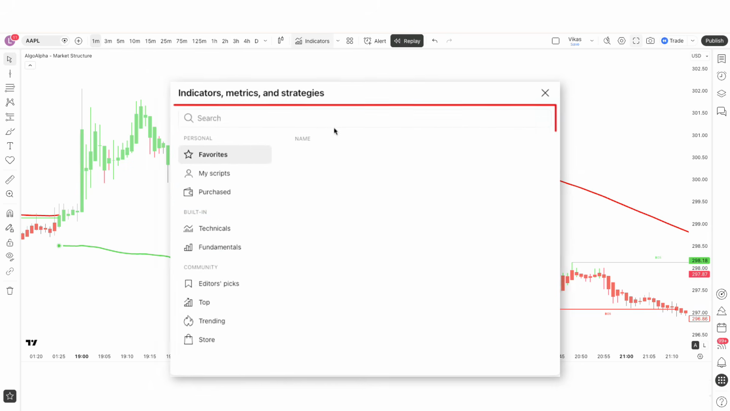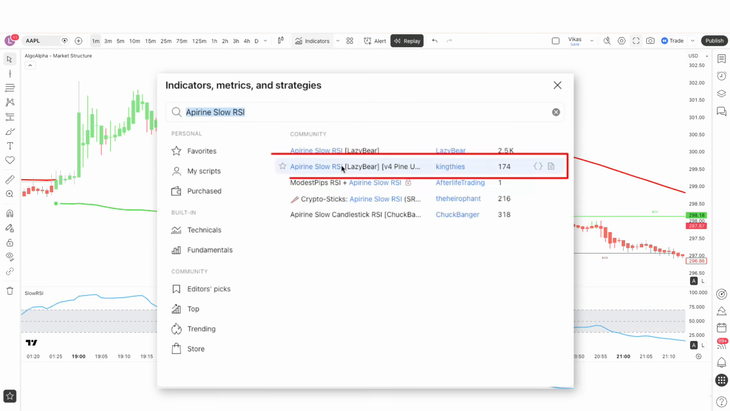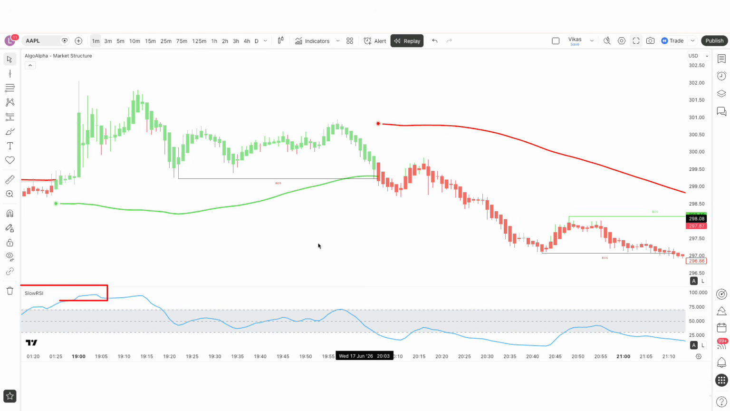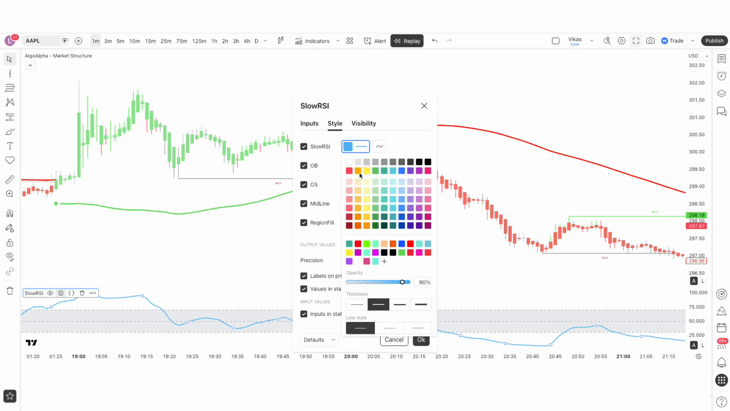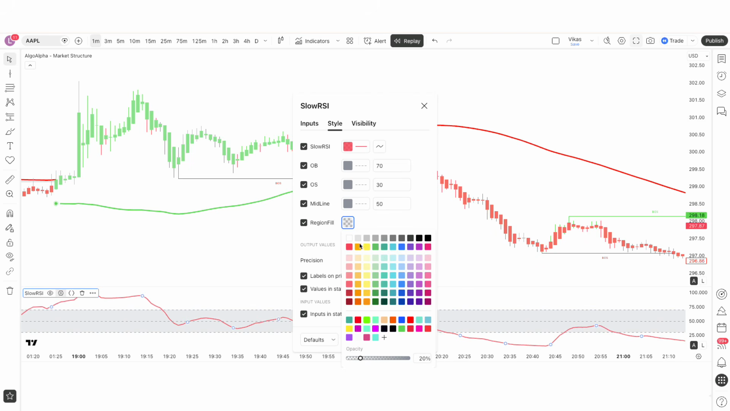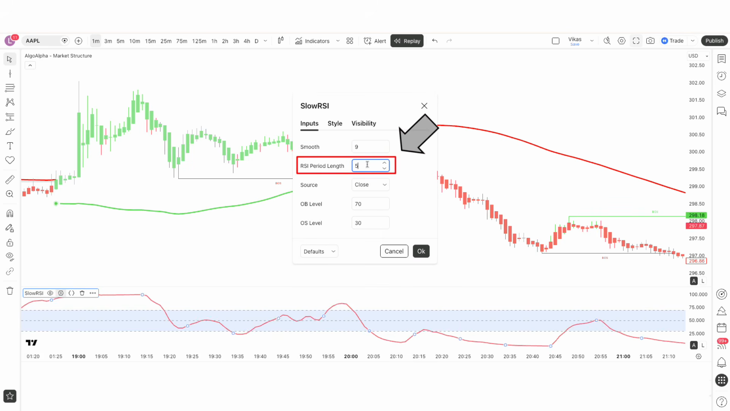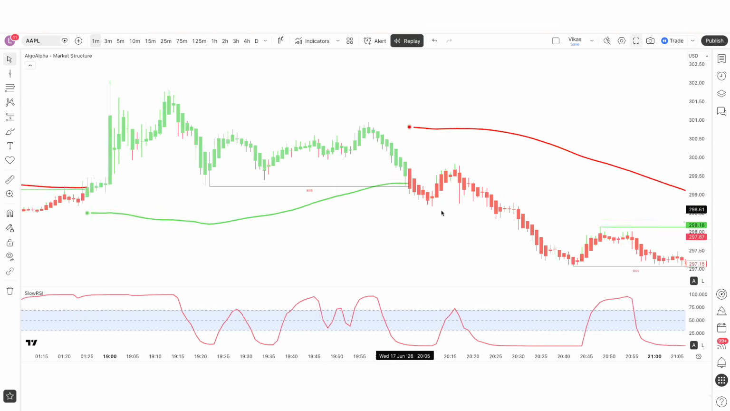Let's go to the indicator search and type Apparent Slow RSI, and select the one called Apparent Slow RSI, created by Kingthies. Now let's access the settings of this indicator so we can modify it to suit our strategy. We have changed slow RSI color, blue to red. After that, change region fill color, white to aqua. After that, change smooth, 6 to 9. After that, change RSI period length, 14 to 3. And here everything is fine after that. Click OK. Now our setup is ready.